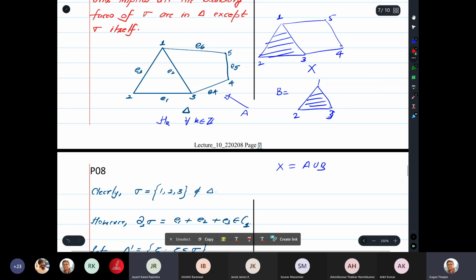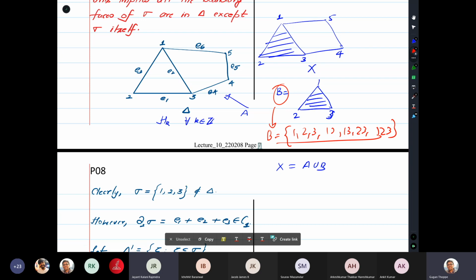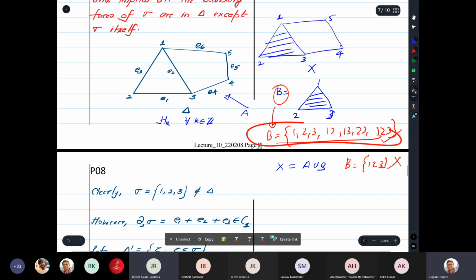What I mean is that when we talk of B, we require that B include the three vertices, the three edges, as also this triangle. We require all these spaces to be present in B. We don't want B to be just made up of 1, 2, 3. This is not what we want. This is what we want, because then we can talk about the homology spaces associated with B.